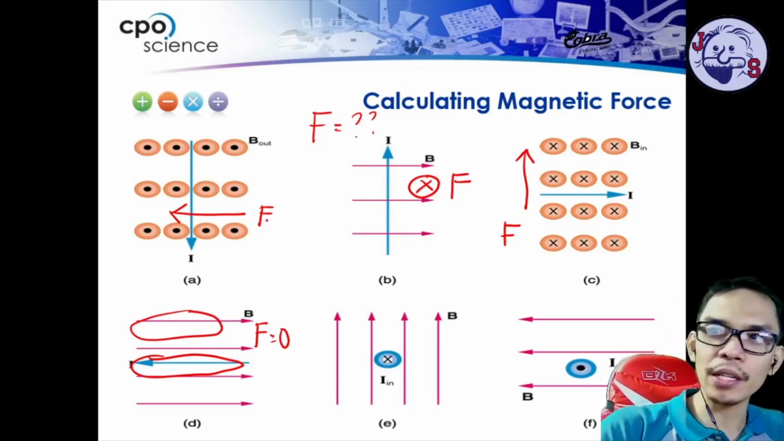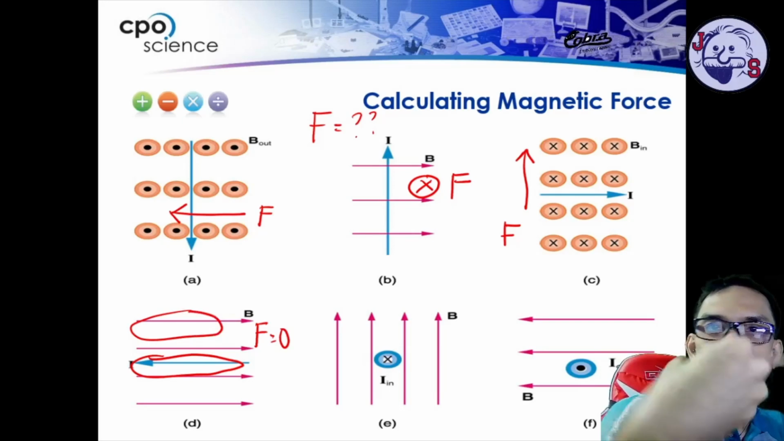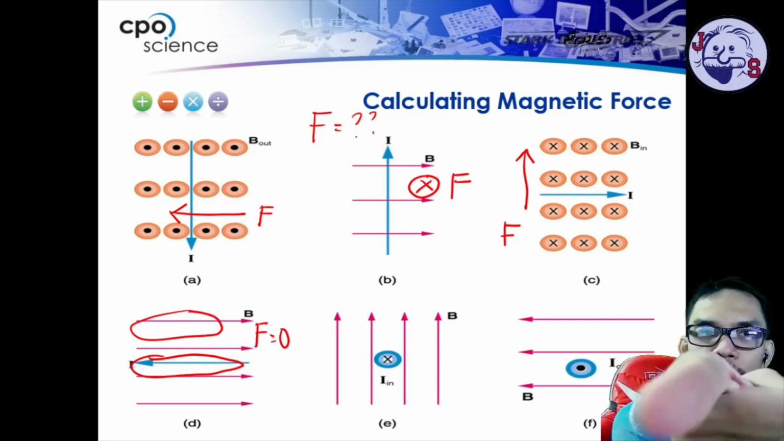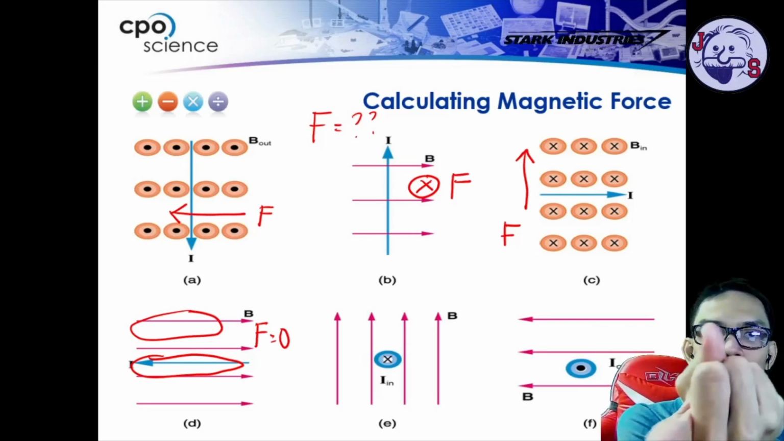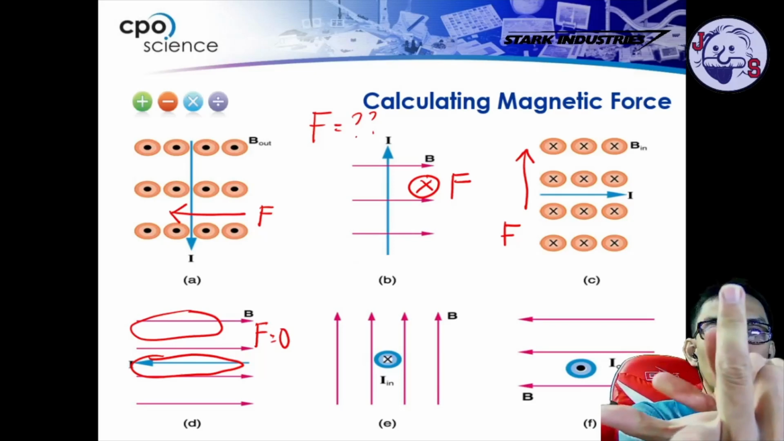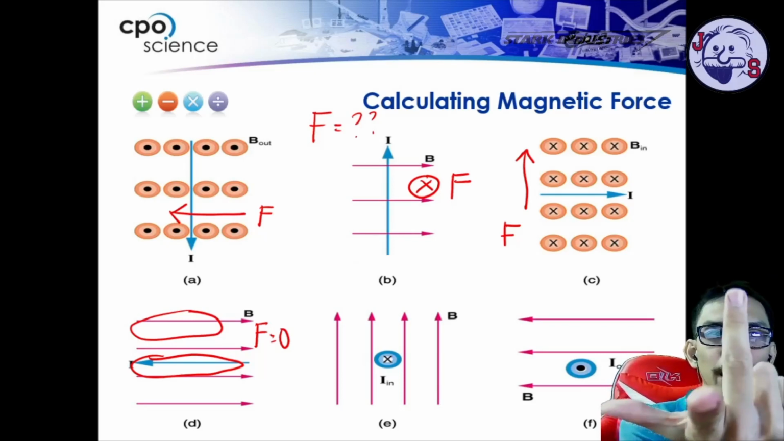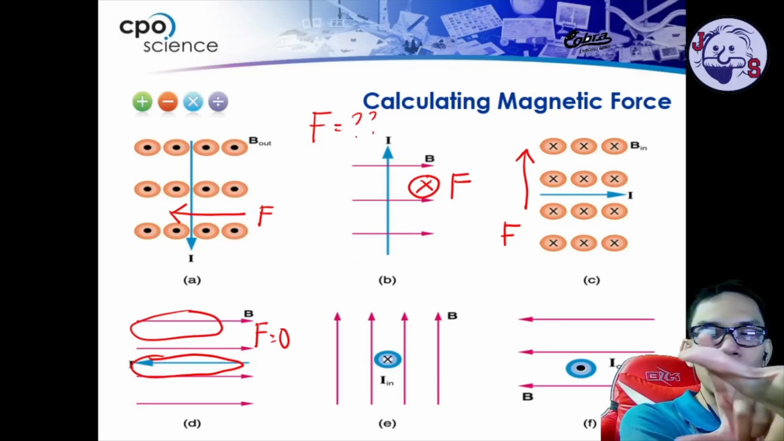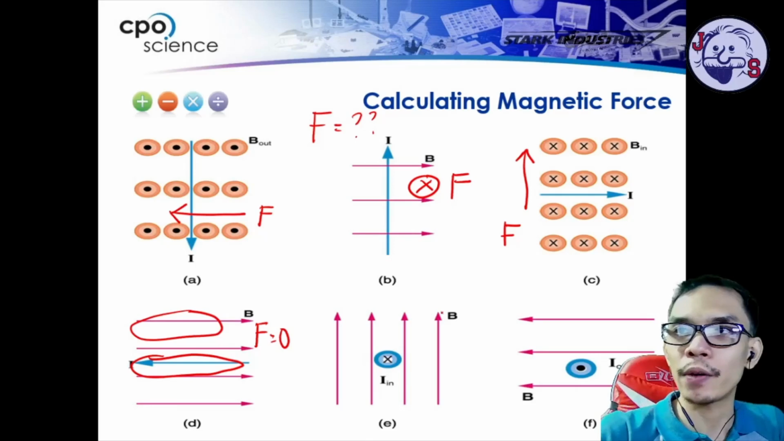Okay, let's go to letter E. The current is moving towards the screen, that's an X, and the magnetic field is going upward. And what is the direction of the magnetic force? If we follow this direction of the thumb, the magnetic force is going to the right.